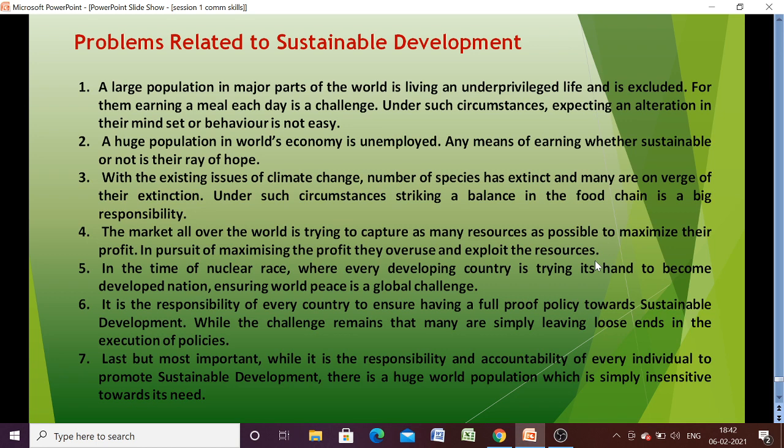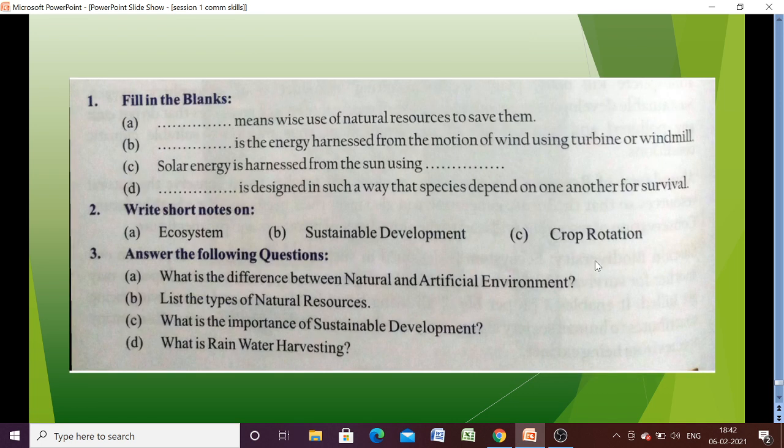Okay, so already I have told you that the awareness, lack of awareness, psychology, attitude, these are some of the problems that are related to sustainable development. Now coming to the question and answer. In this particular chapter, very general type questions can come in your exam because it is related with our environment, how we can conserve our resources for future use.